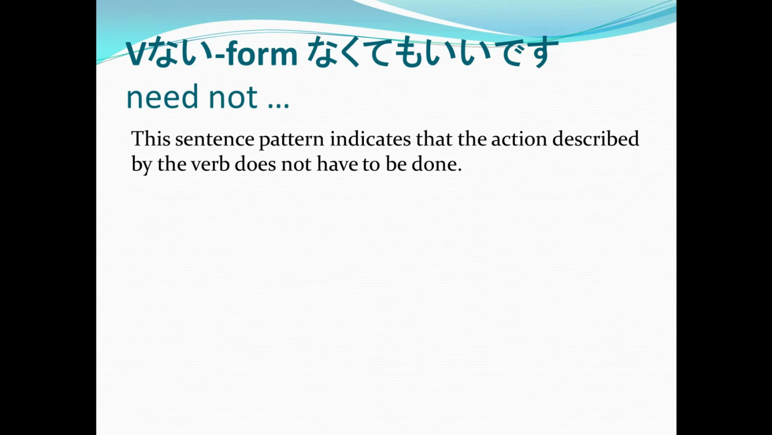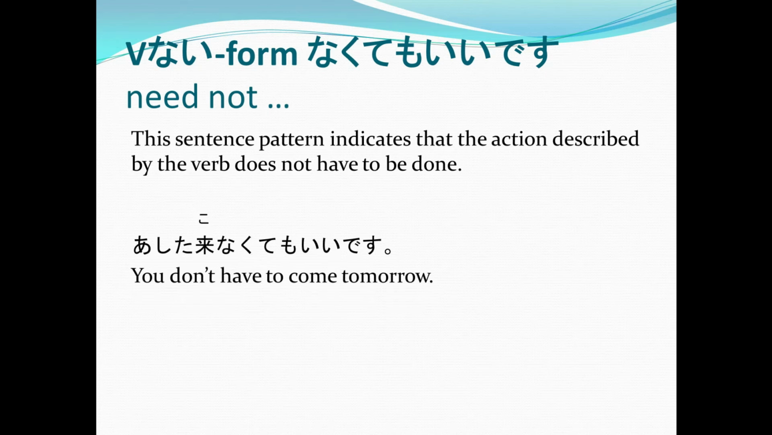Example, ashita konakote mo ii desu. Again, ashita konakote mo ii desu. Or you don't have to come tomorrow. Note that in this example, where the action is kimasu or to come, you're instructing your listener that he or she doesn't need to come.